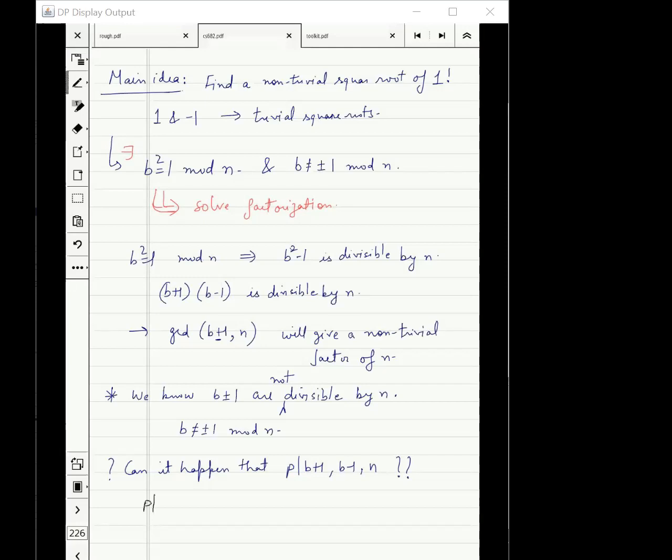Very good. P divides b plus 1 and b minus 1 implies that p divides 2, which implies p is actually equal to 2. But n is odd. Right? This is showing actually that some part of n will be common with b plus 1, some part of n will be common with b minus 1. So GCD of b plus 1 comma n multiplied by GCD of b minus 1 comma n will be equal to n.